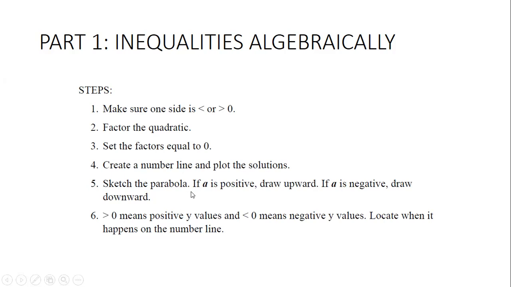We're going to sketch the parabola. If A is positive, then we draw upward. If A is negative, then we draw it downward. And if we're looking for greater than 0, that means you want positive y values. Less than 0 means you want negative y values. And you're just going to locate when it happens on the number line.